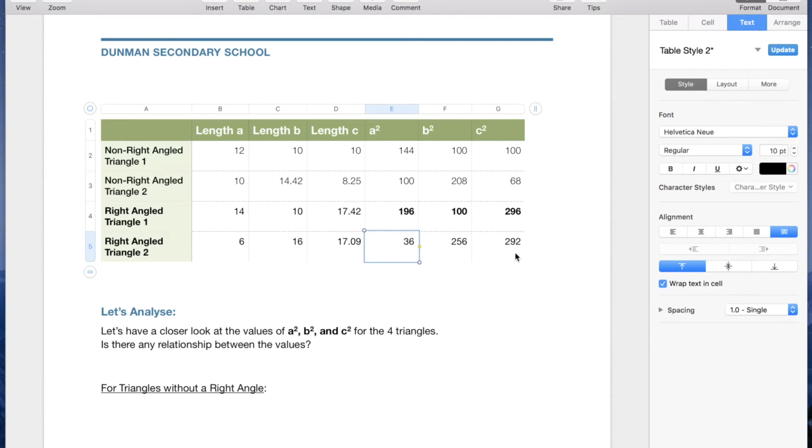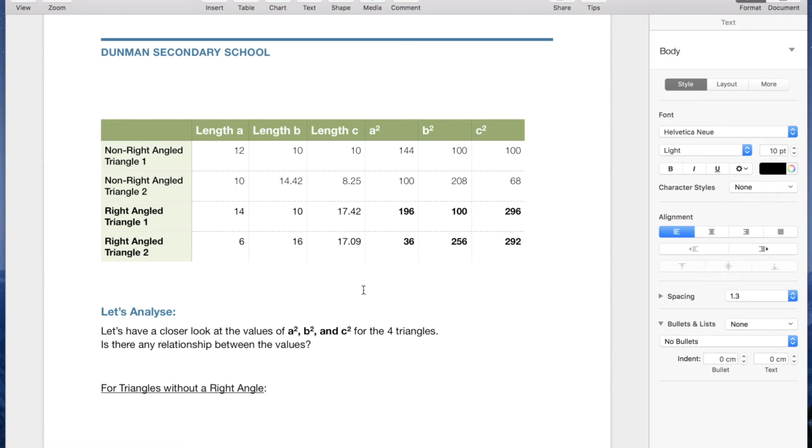What about these 3 values? Do they have the same relationship? If you take 36 again, added to 256, you should get 292 again. So we can see the relationship here is that the value of a square added to the value of b square will give you the value of c square. Same for the second right angle triangle, a square plus b square equals c square.